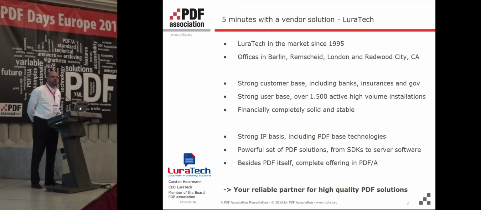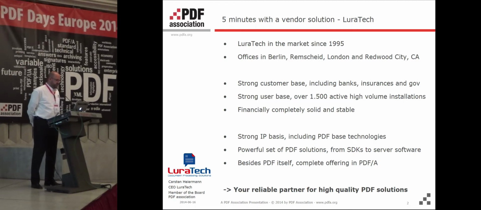And we have other offices 20 minutes out of here in Remscheid, that's the West German part here. We have a small office in London and an office in Redwood City in California for quite a while already. We have a strong customer base, so many customers trust us with their high volume PDF conversion solutions, including banks, insurances, and government agencies almost around the world. We have over 1,500 active installations that are high volume installations. So we're talking about throughput from a couple of thousand, a couple of 100,000, a couple of million conversions in any given time frame, a day, a week, a month, whatever.